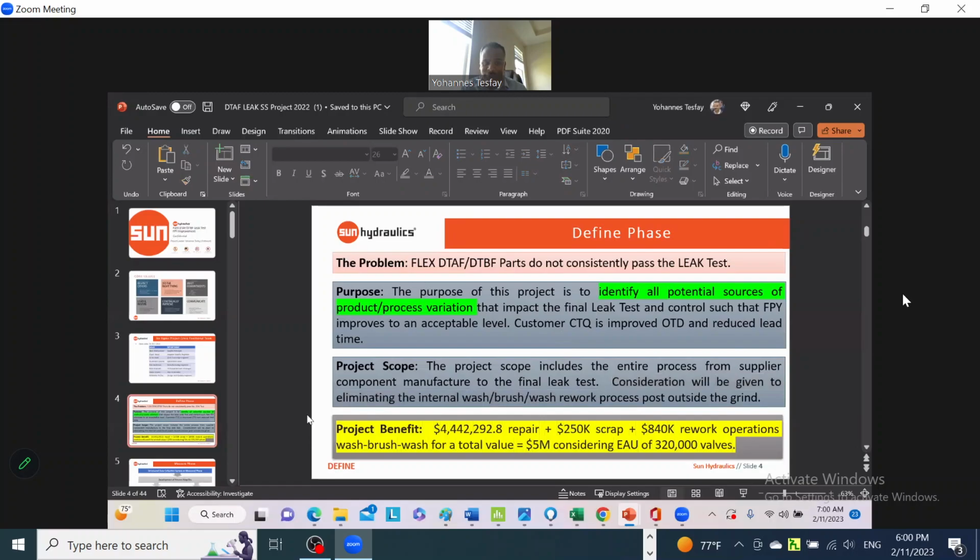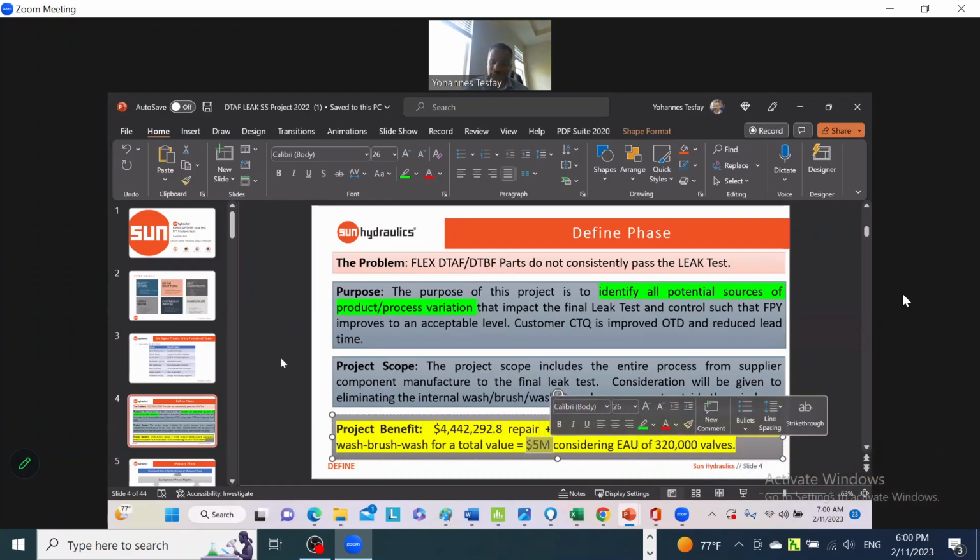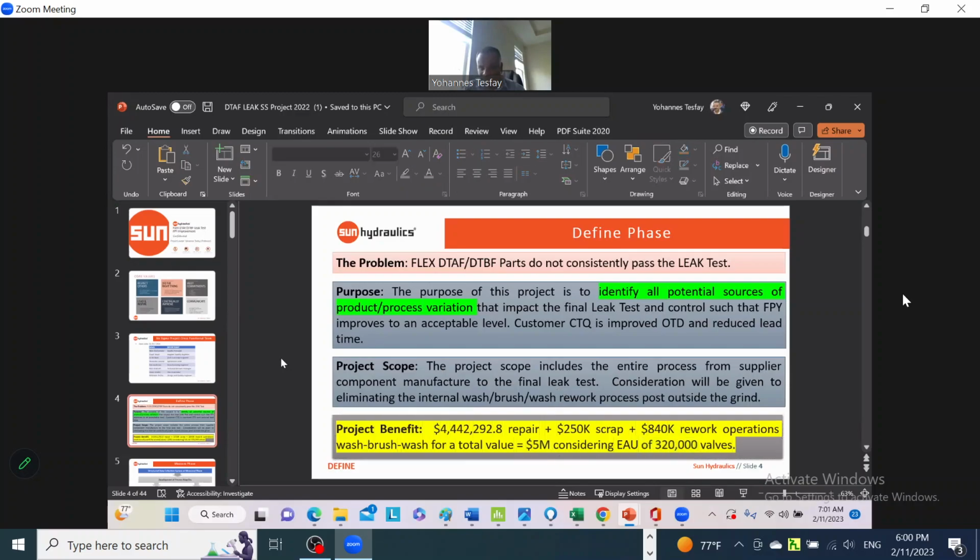Then the project benefit: this much is for repair, this much is for scrap, and this much is for rework operations. And it's going to add up to about 5 million. We're going to produce about this many valves. This is put in the define phase.